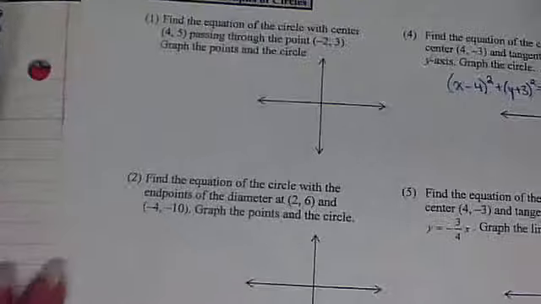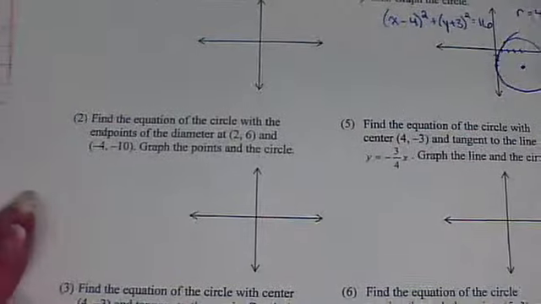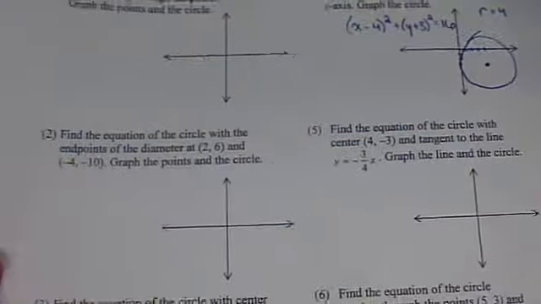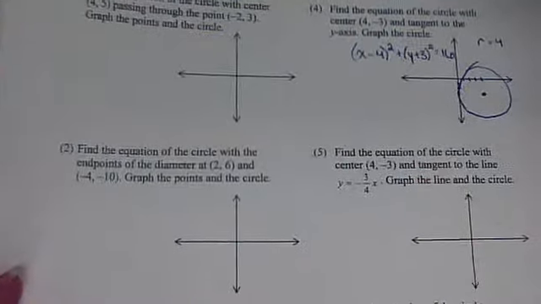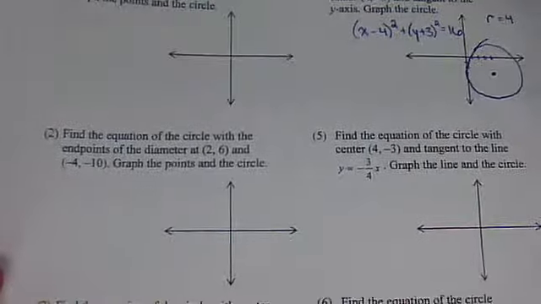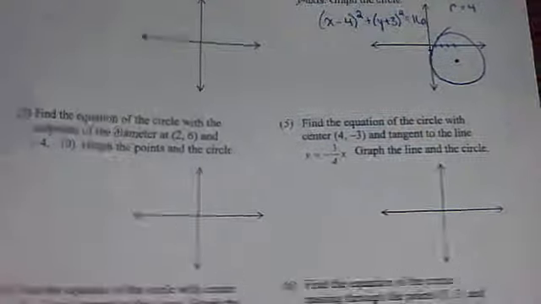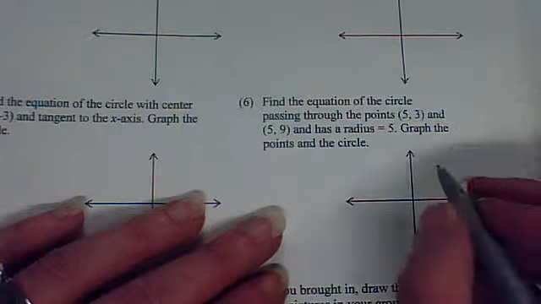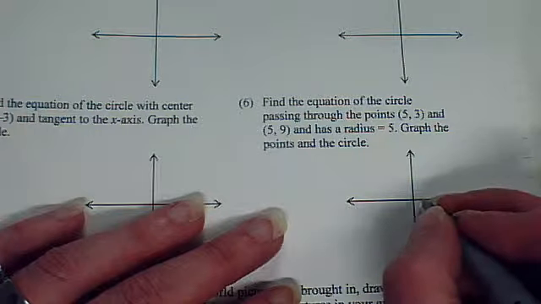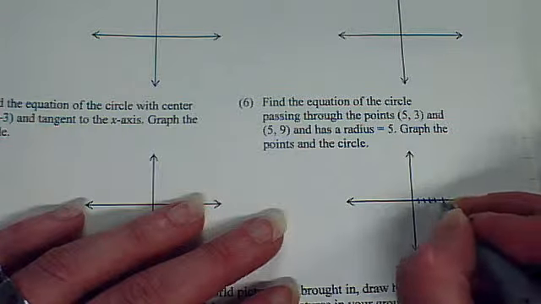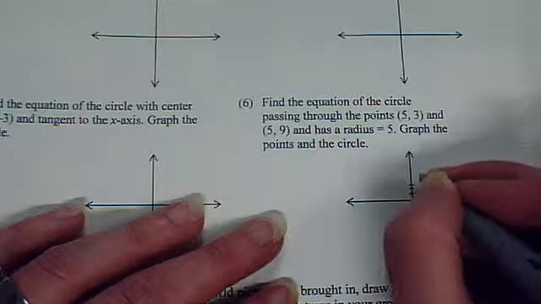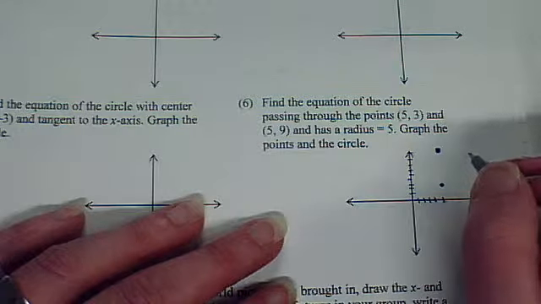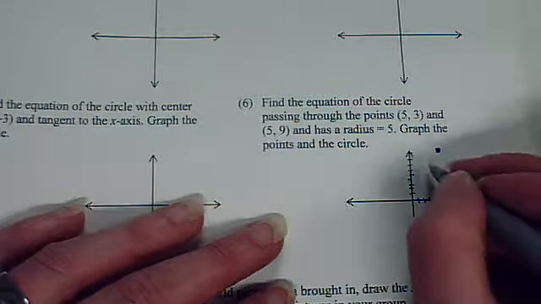Okay? What about, let's see, those are easy. All right, what about this one, number 6 here? Find the equation of the circle passing through points (5, 3) and (5, 9). (5, 3), (5, 9) up here, and there's a radius of 5. Okay, so we know we're passing through those points.